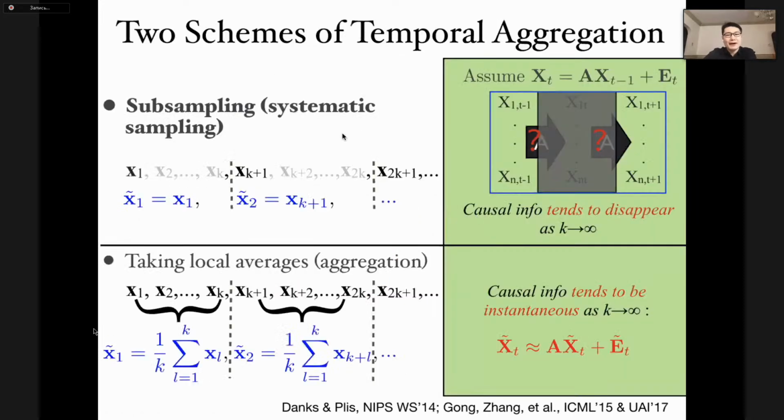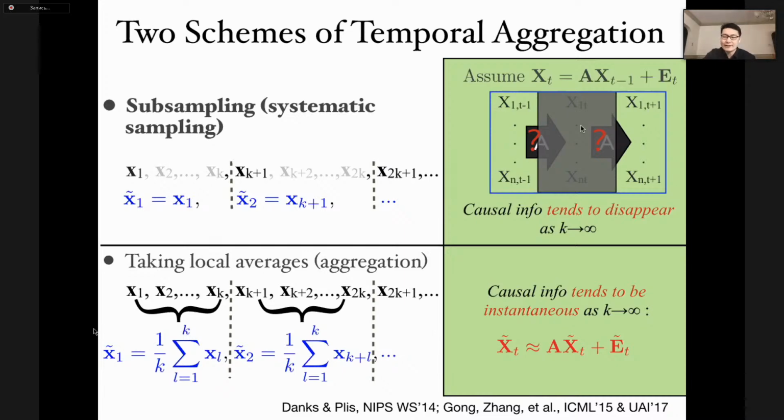Right here, you can see what I mean by the two schemes of deriving low-resolution data from high-frequency data. In many cases, causal relations can happen very quickly. In the stock market, if company A causes company B, the causal influence will take place within 1 minute and 20 seconds, usually. But very often we just analyze low-resolution data, such as daily returns. The first scheme is called subsampling. We have the original high-frequency time series, and we only keep one of every k consecutive data points: x1, then x_{k+1}, then x_{2k+1}. This is called subsampling.